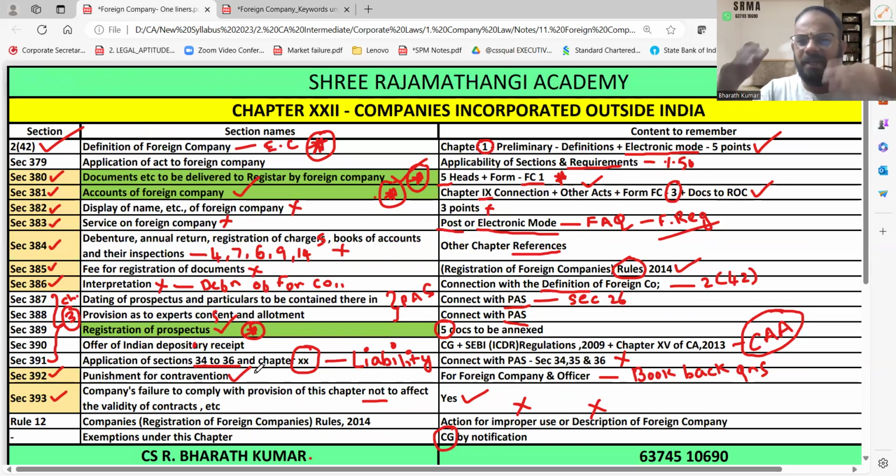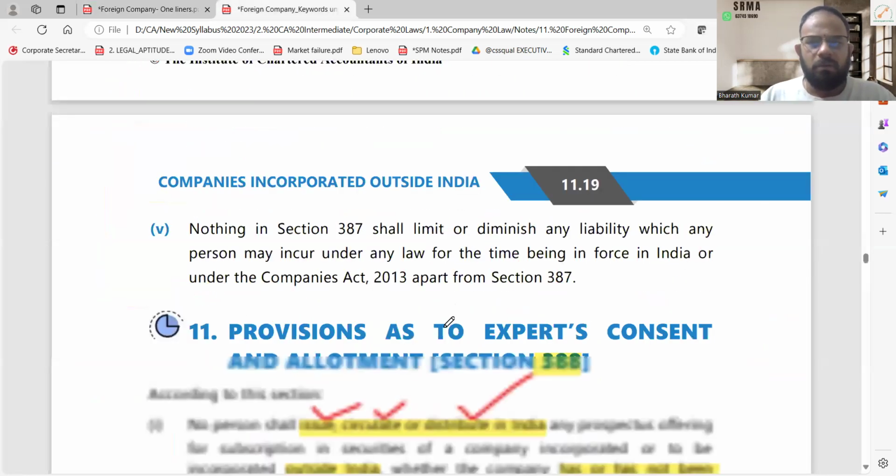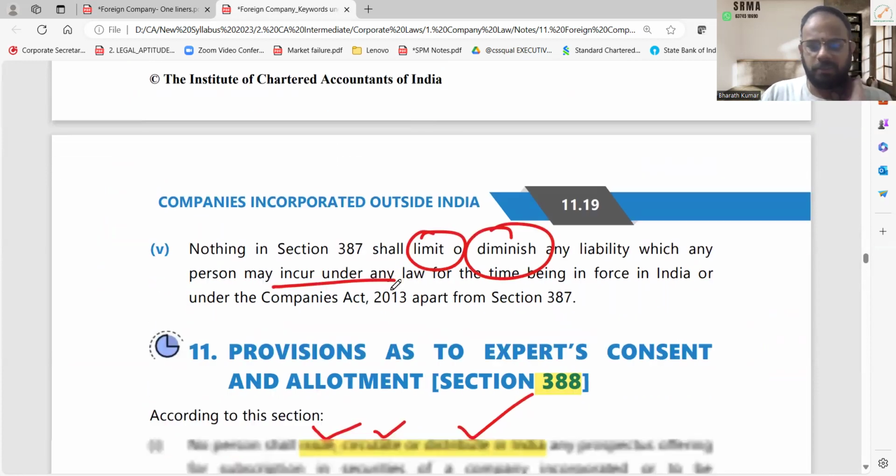What is 387? Dating of prospectus and particulars. Don't give the same particulars again and again. That's what they are saying. Are you clear? Nothing will limit or diminish any liability if you do it properly as per law. That's what they are saying.